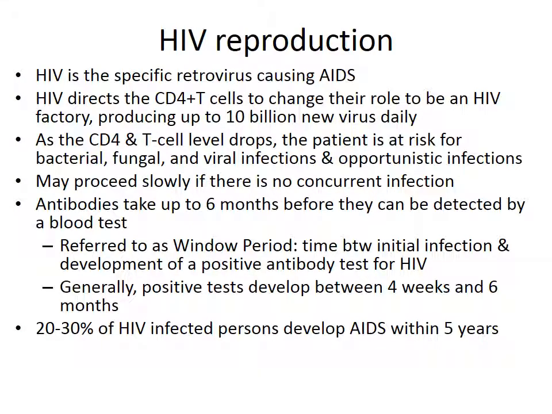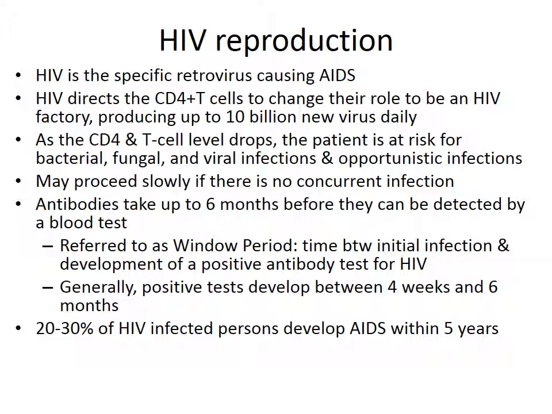HIV reproduction. HIV is the specific retrovirus that causes AIDS, and HIV directs the CD4 plus T cell to change its role to be an HIV factory, producing up to 10 billion new viruses daily. As the CD4 T cell level drops, the patient is at risk for bacterial, fungal, and viral infections and opportunistic infections. This may proceed slowly if there's no concurrent infection.